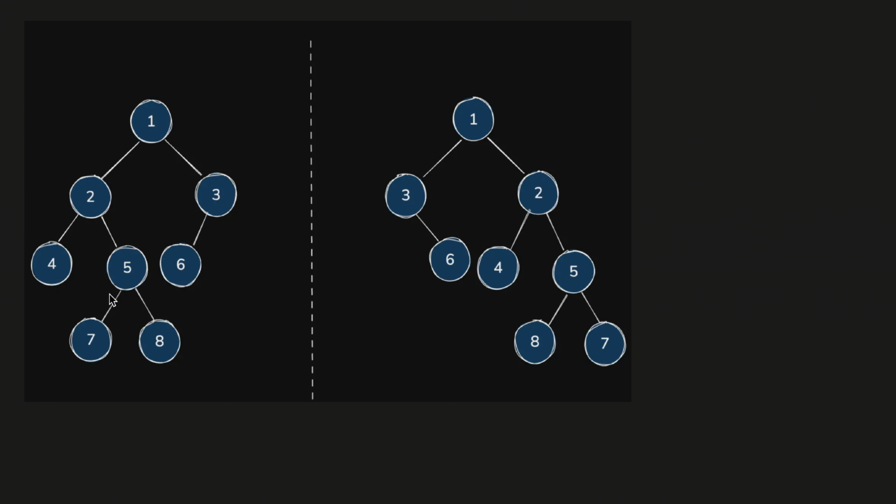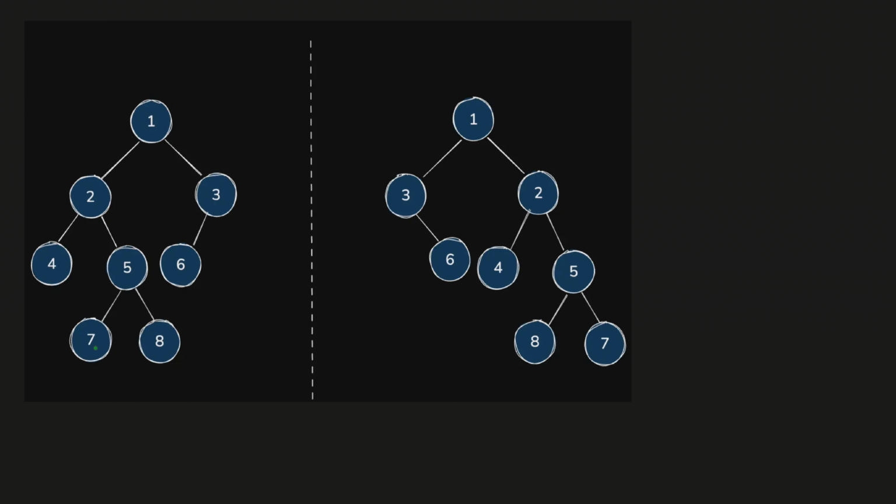Now we go to the children of node 5. Now left child of node 5 in tree 1 is 7, but it is 8 in tree 2. So they don't match. And so we can perform a flip. That is, we can compare left child of node 5 in tree 1 with right child in tree 2. And now they match. So the flip actually worked.